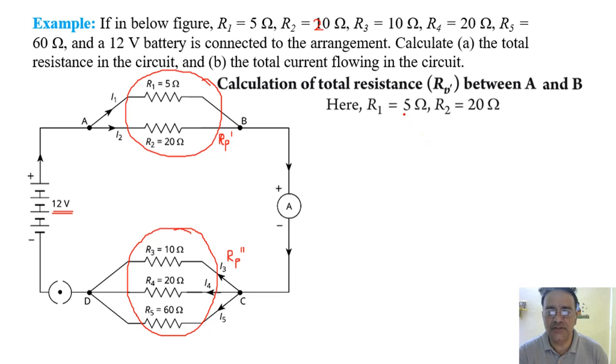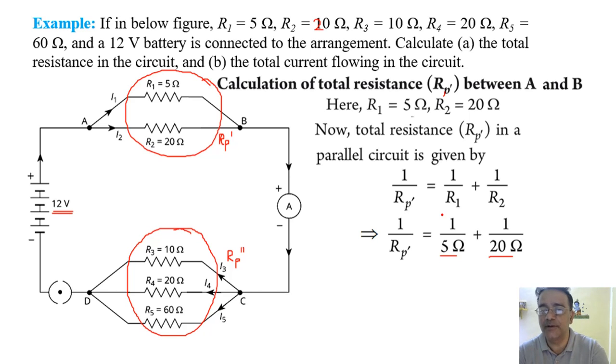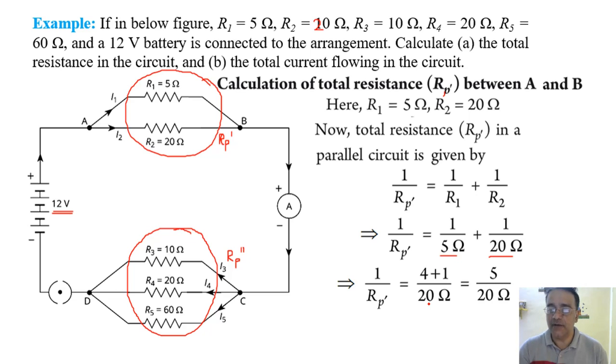So R1 is equal to 5 ohm and R2 is equal to 20 ohm. These two are connected in parallel. So 1 upon RP dash is equal to 1 upon R1 plus 1 upon R2. Now we'll substitute the values of R1 and R2, that is 5 and 20. Take the LCM; the LCM of 5 and 20 is 20, so here 4 will come. So 4 plus 1 upon 20 is 5 by 20. So RP dash will be 20 upon 5, that is equal to 4 ohm.